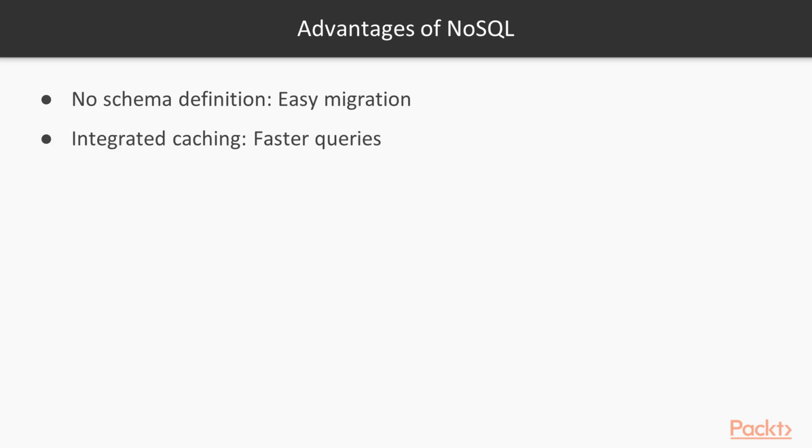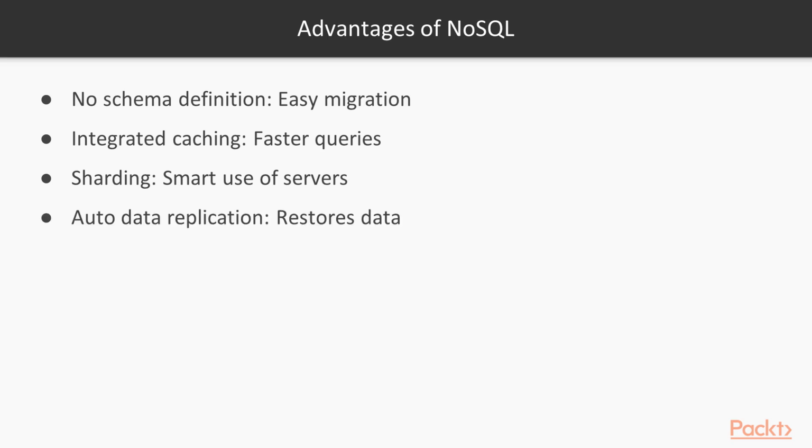Integrated caching in NoSQL allows frequently demanded data to be stored in the cache to make queries faster. NoSQL databases have the sharding feature, which is set as default. They automatically spread the data across servers and fetch the data in the fastest time possible from the server which is free, all the while maintaining the integrity of data. Auto data replication is also supported in NoSQL databases by default. This simply means that if one database server goes down, the data is restored using its copy created on another server in the network.